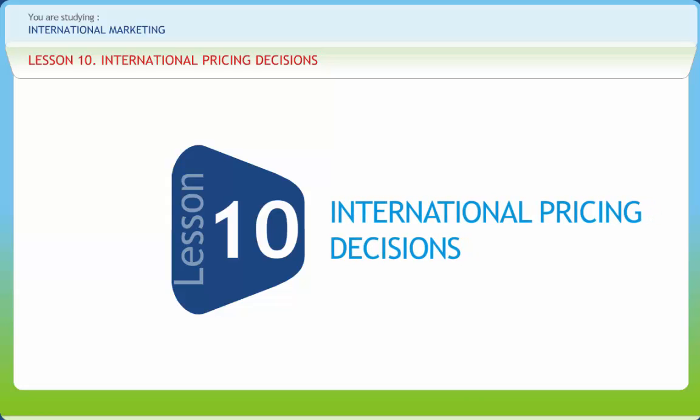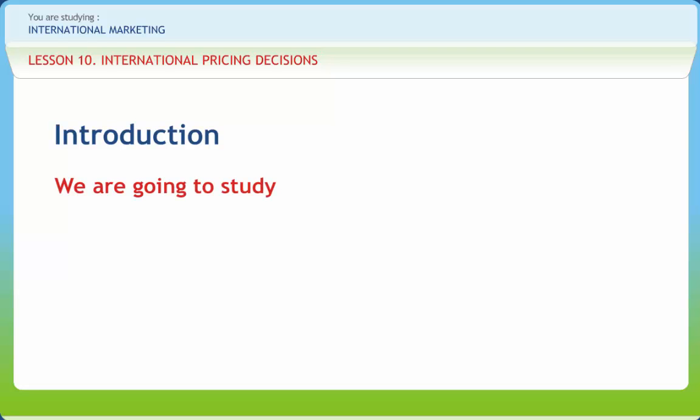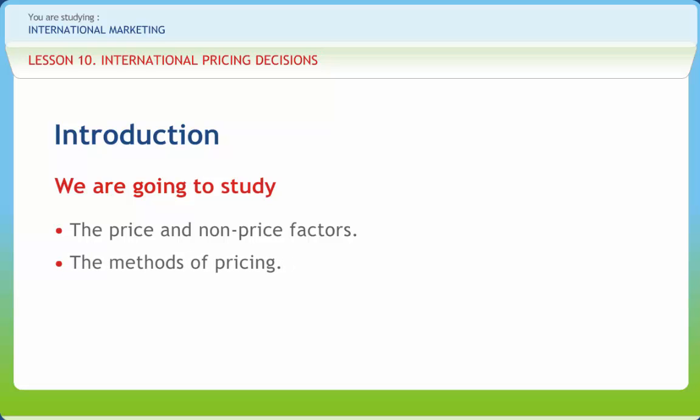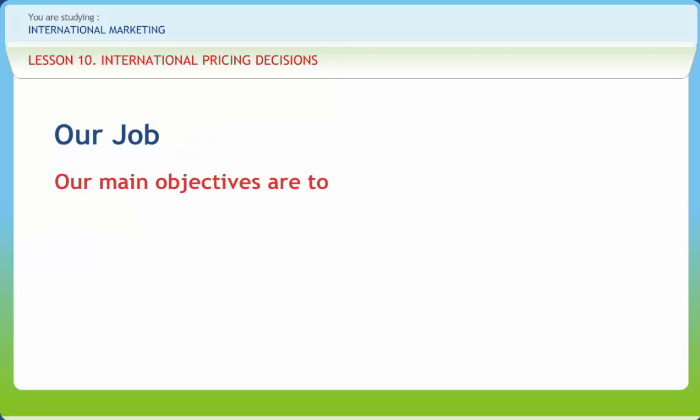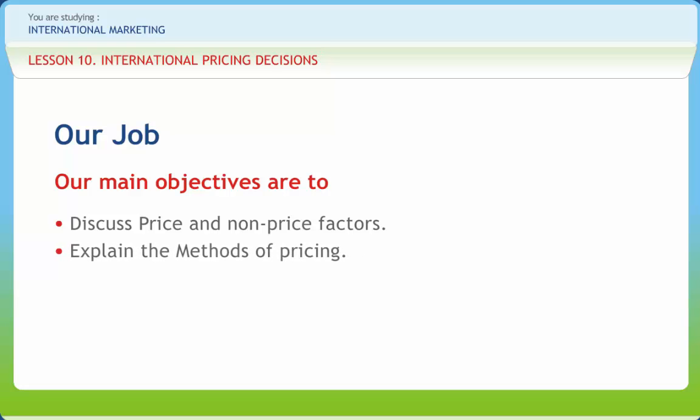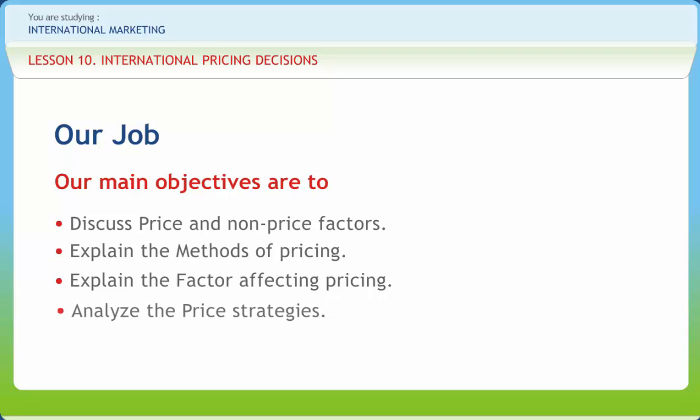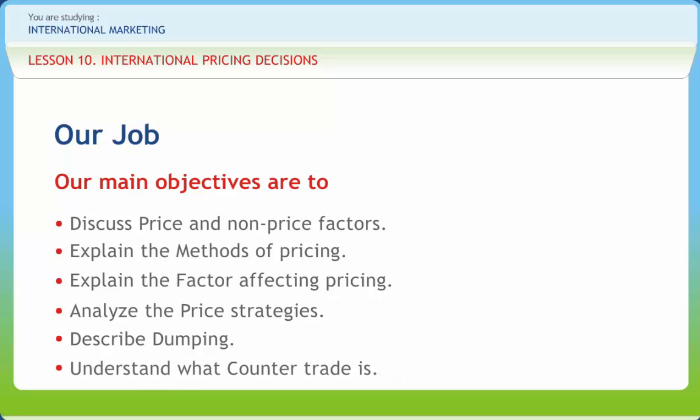International pricing decisions. We all know that pricing is a very critical decision in international marketing management. In this lesson, we will learn regarding price and non-price factors, the methods of pricing, the international pricing strategy, and counter trade. After going through this presentation, you should be able to discuss price and non-price factors, explain methods of pricing, explain the factors affecting pricing, analyze the price strategies, describe dumping, understand what counter trade is.